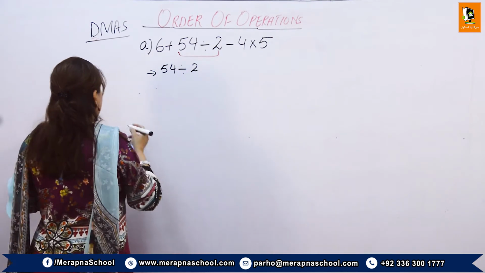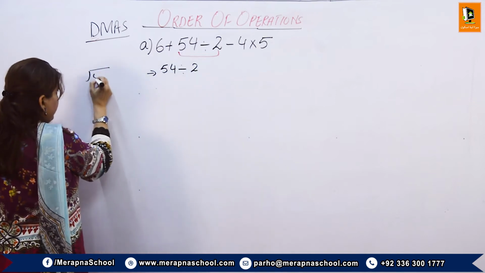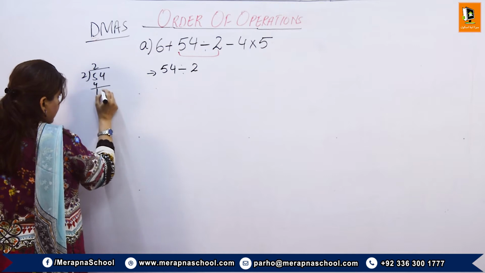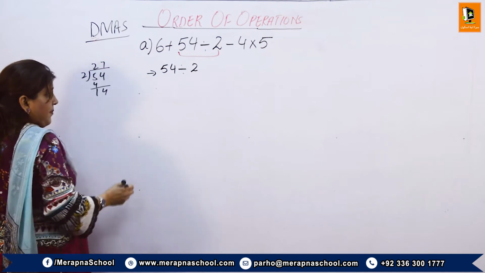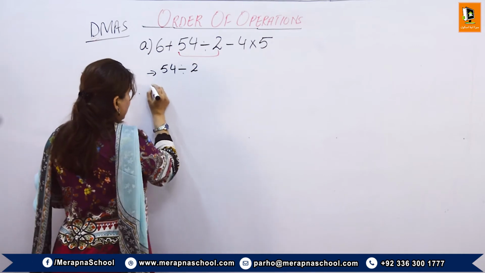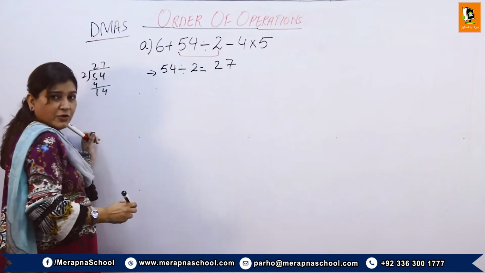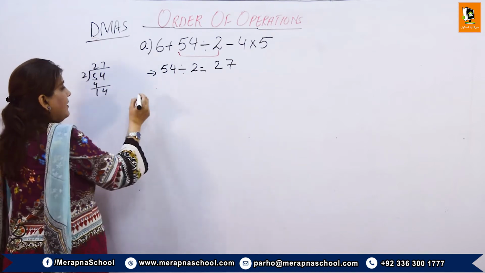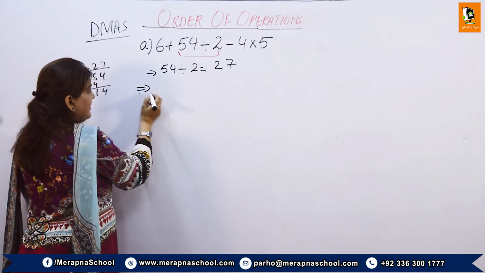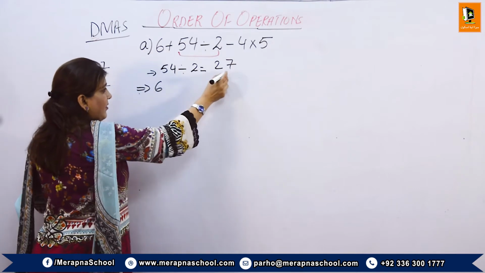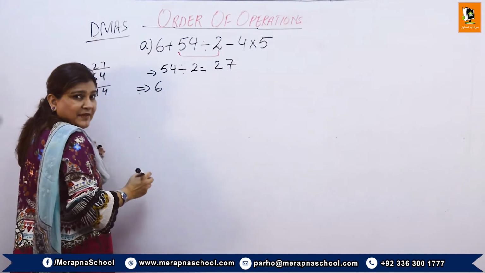Okay. So if we solve 54 divided by 2, 2 2s are 4, 2 7s are 14. So it means our answer is 27, the quotient. Now how do we write this? 6. We already solved this sum. What is the answer? 27.